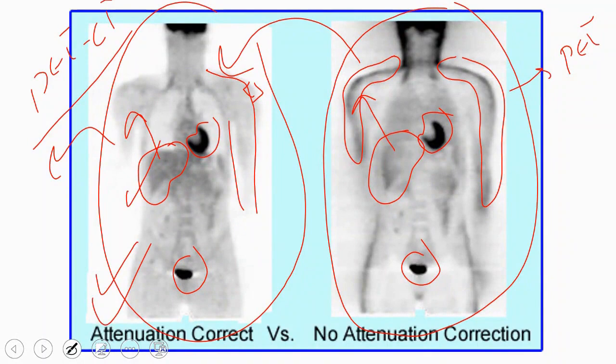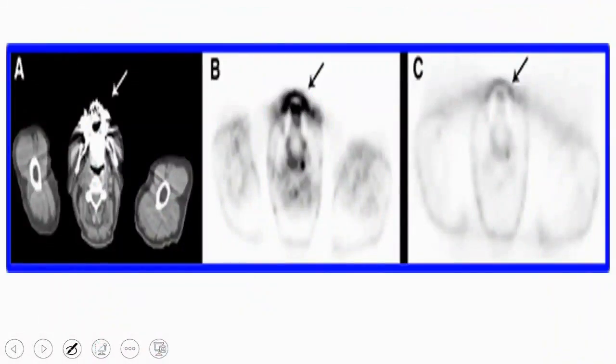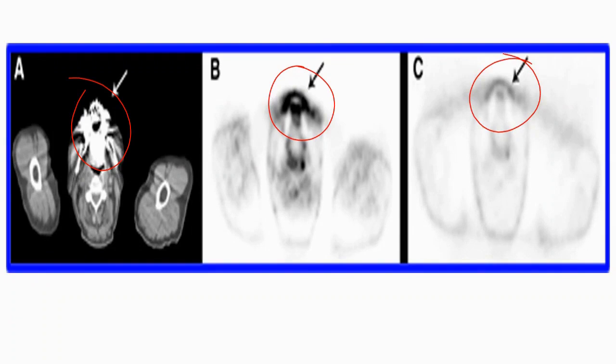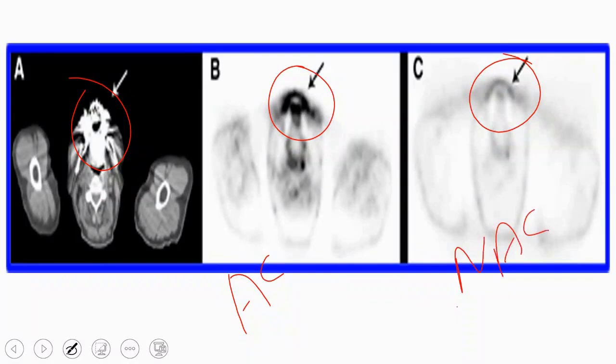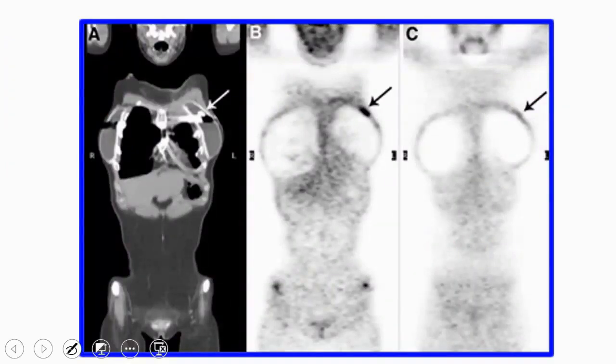This is the advantage of attenuation correction, especially if, for example, a patient has a dental artifact like this. This is the image after attenuation correction, and this is the image without attenuation correction. That's why you will always find in the PET/CT that it tells you there is an attenuation correction image and a non-attenuation correction image. The same idea applies here. There is an artifact that appears in this way. This is the non-attenuated correction image, and this is the attenuation correction image.